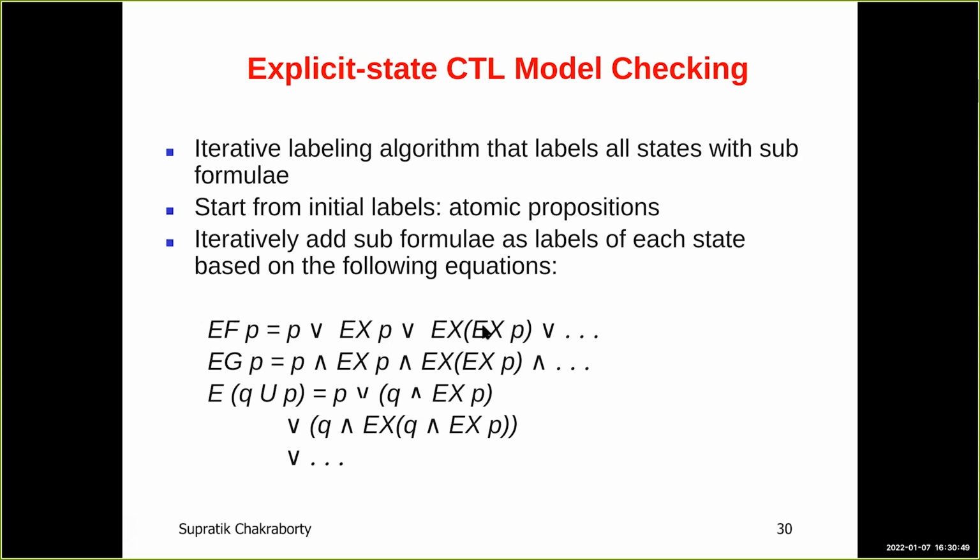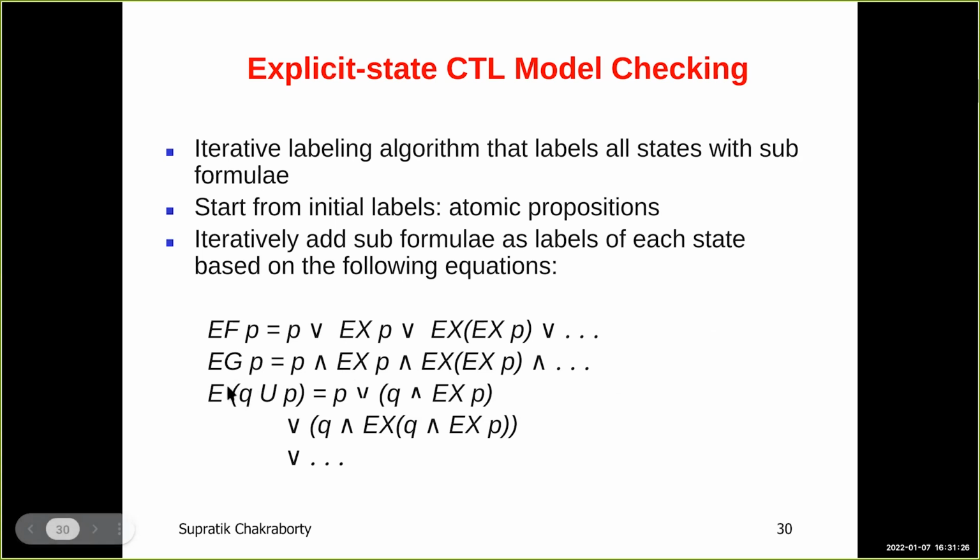Basically, this is saying there is a path such that 1 step down the line, the state that I reach satisfies EXP, which means 1 step down the line, if I start drawing the path from that state, then 1 further step away, there is a P, right? So I can keep doing this, and of course, this will go on forever because we're talking about an infinite tree. What does EGP mean? It means that there is a path such that P is true all along that path, which means P is true in the current state, P is true in the next state, P is true 2 states down the line, and so on. What does E Q until P mean?